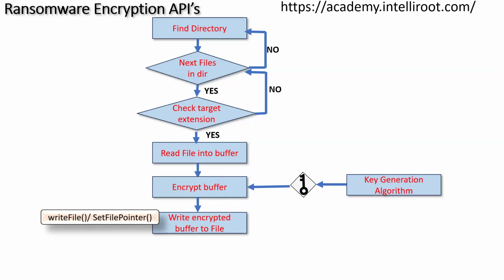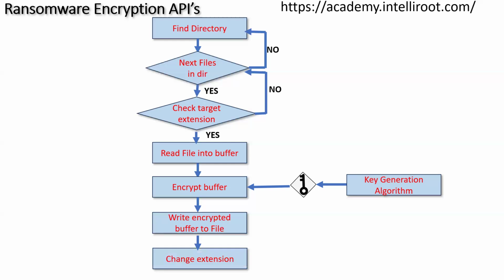And once the ransomware has encrypted the entire contents of the file, then it is going to change the extension of the file, and it can use the MoveFile API to change the extension. And after that, it can move on to the next file and then encrypt it again.